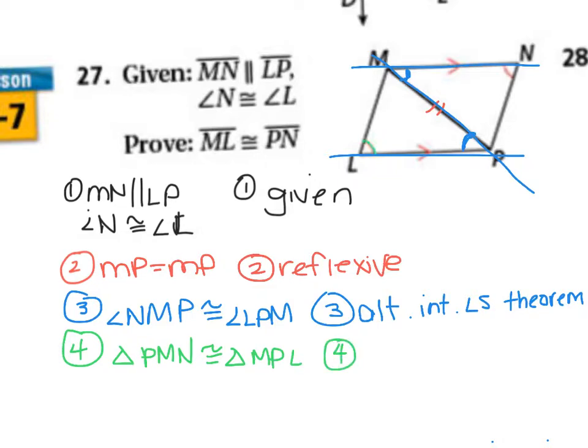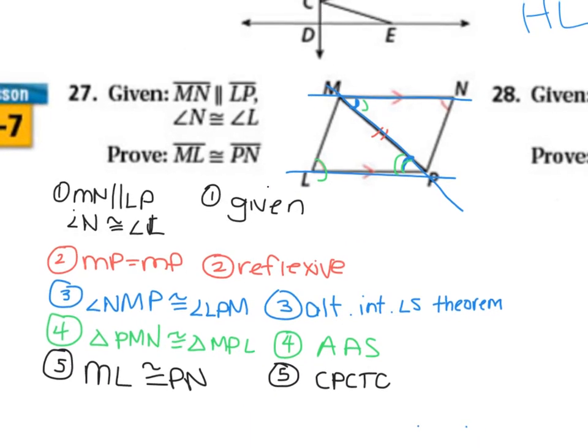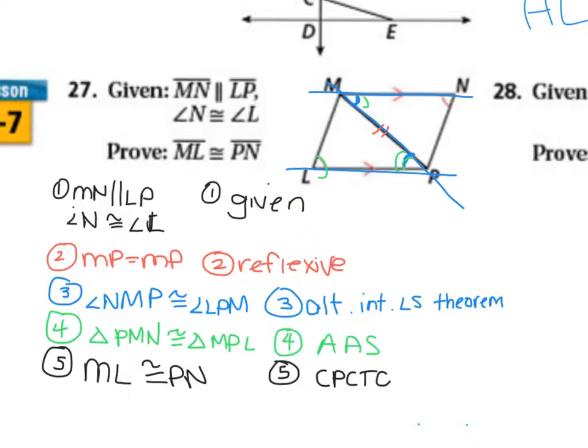And we said this is an angle. This is the second pair of angles, and then the side. So angle, angle, side. And then the last thing I wanted to get to was that ML is congruent to PN. So if my triangles are congruent and I go a step further to say that parts of them are congruent, what's that called? What tells you that parts of congruent triangles are congruent? CPCTC. Yep.